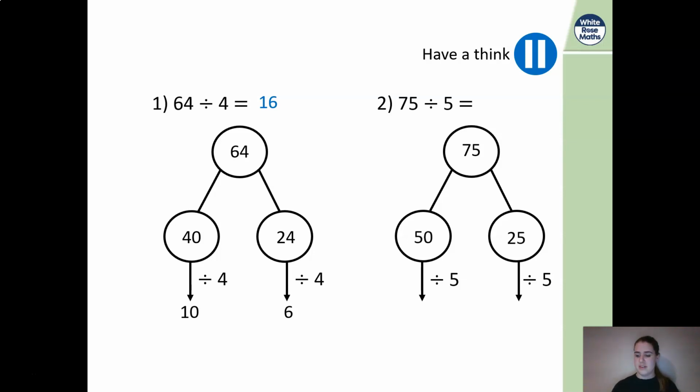So 50 divided by 5 is going to give us 10 and 25 divided by 5 gives us 5. What do we need to do? All right then, let's add them together. 10 add 5, 15. Easy peasy.